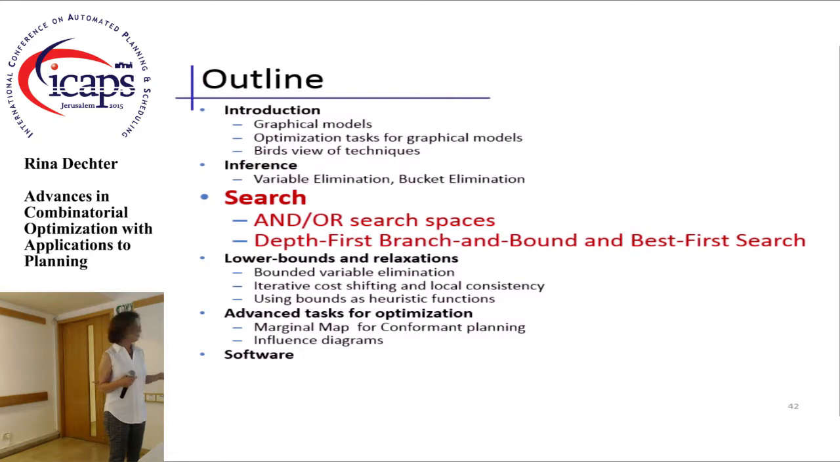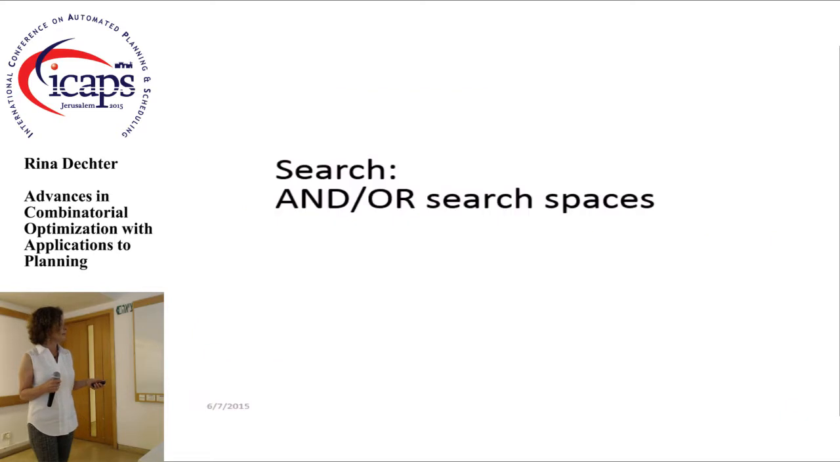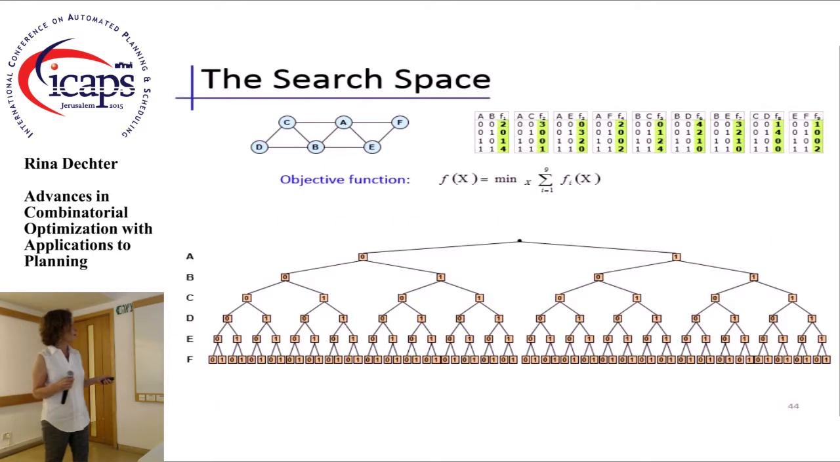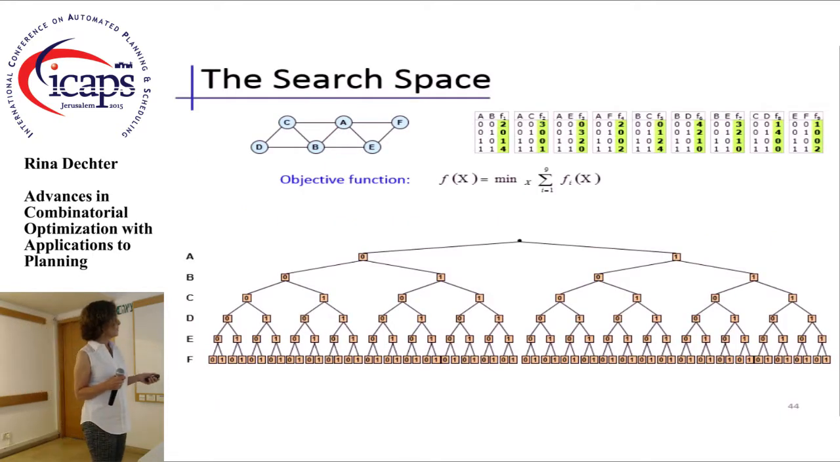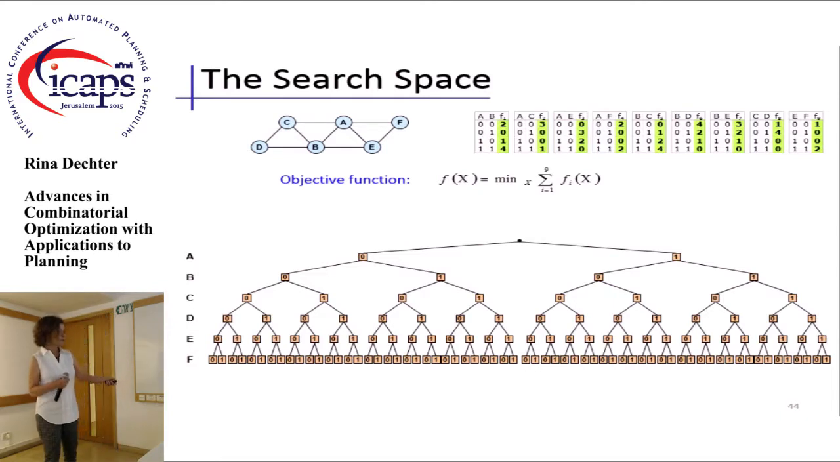So this is the same problem. I have a graphical model. The objective function here is a collection of pairwise functions, and I want to take the sum and find an optimal solution. This is the search tree. I can go and do depth first search, branch and bound algorithm on this tree along this ordering that we have here.